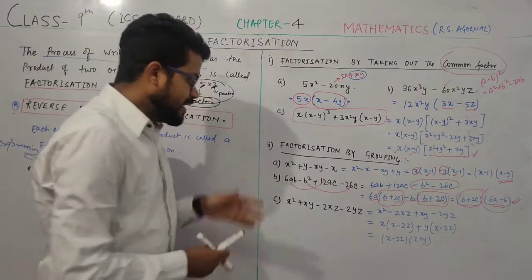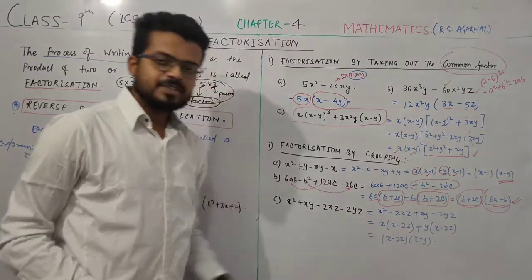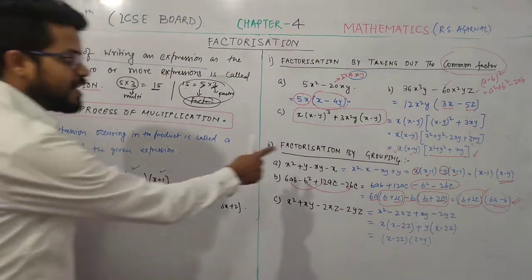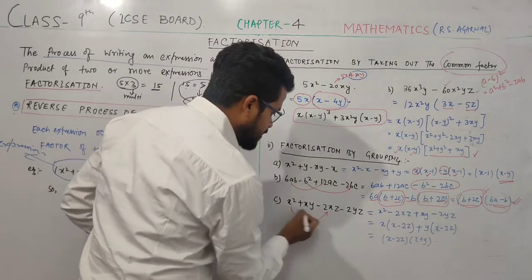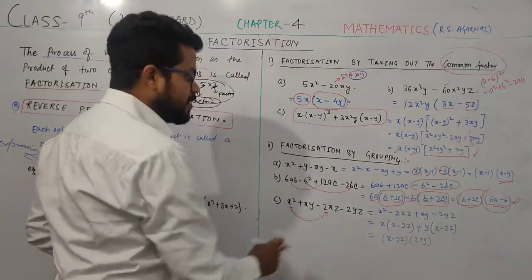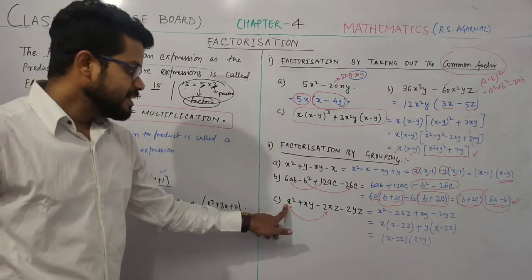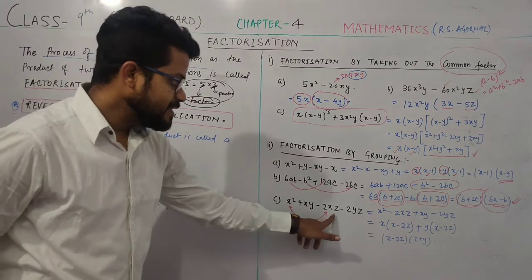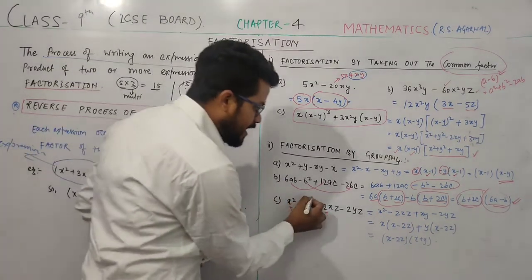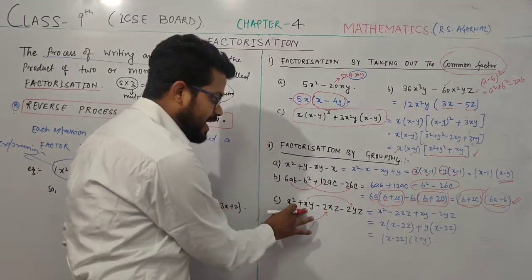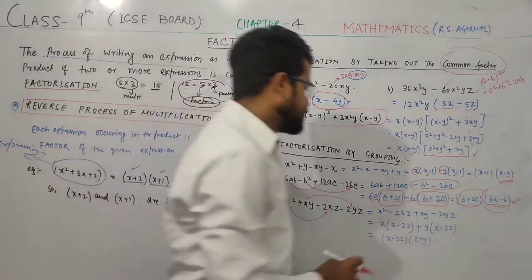Now the next one is x square plus xy minus 2xz minus 2yz. How can I proceed? Firstly, we have to make the group. I make a group of x square and 2xz. Why? If I take common x here, left is x and 2z. Again, if I take y common, again here x and again 2z, so that's why I am taking this type of group.